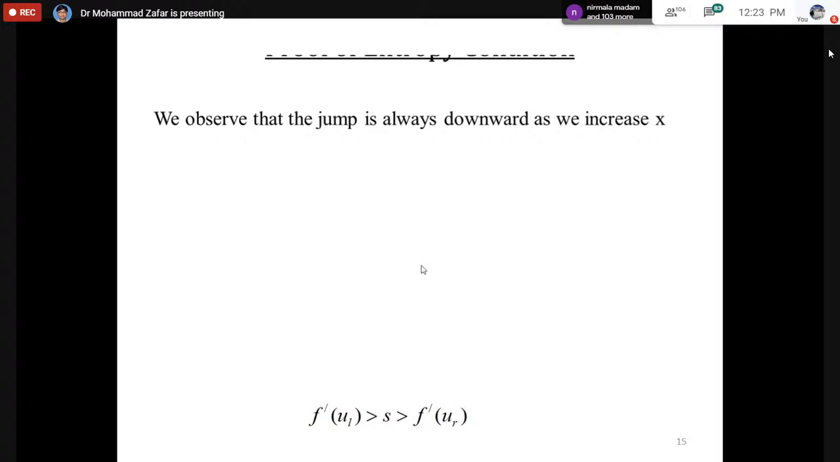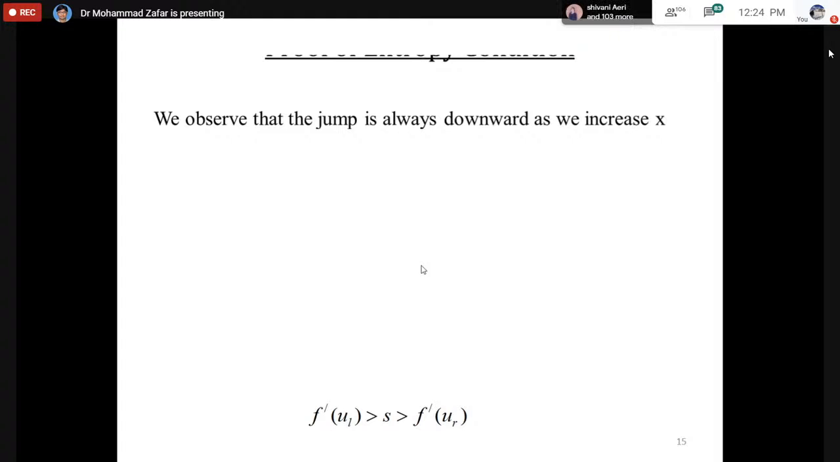Now what is s? s is f prime of xi. The speed of discontinuity, s, is dx by dt, and using the mean value theorem that is f prime of xi. So we finally obtain f prime of ul greater than s greater than f prime of ur. So this is the very nice proof of the entropy condition.